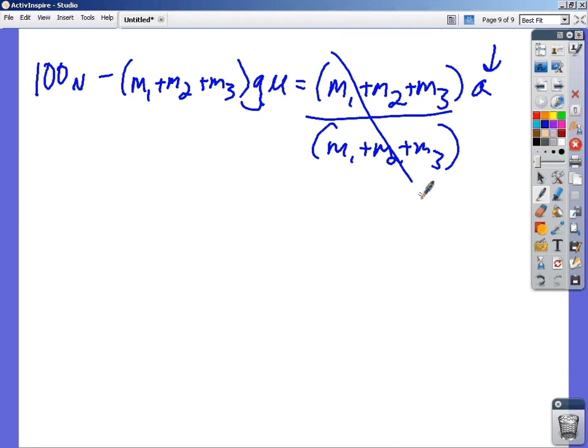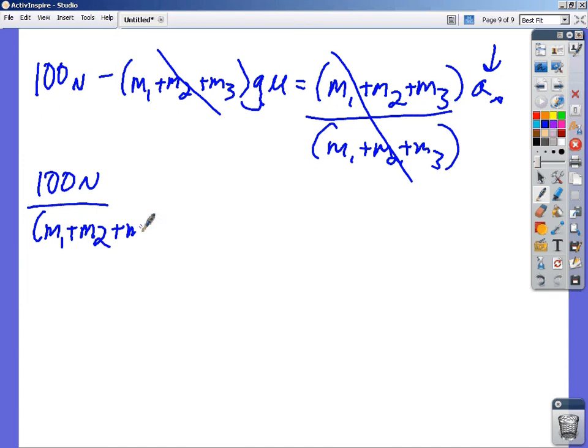So when I divide through by all three masses, what you're going to notice is that this mass over here cancels out. And what we have is 100 newtons over our three masses. Minus, don't forget about this, g mu is equal to a. G is 9.8.